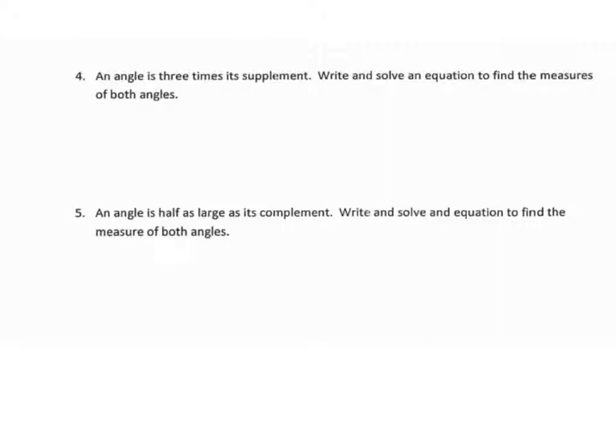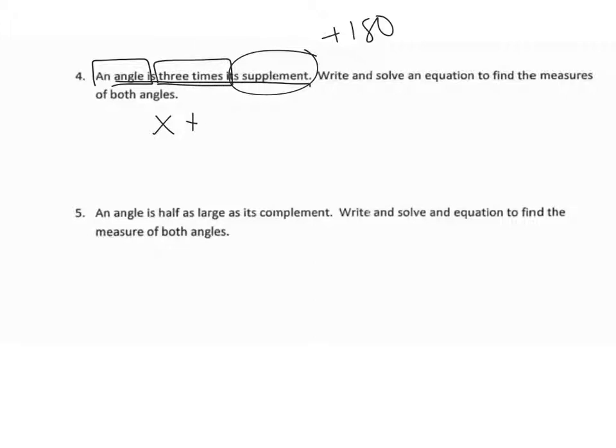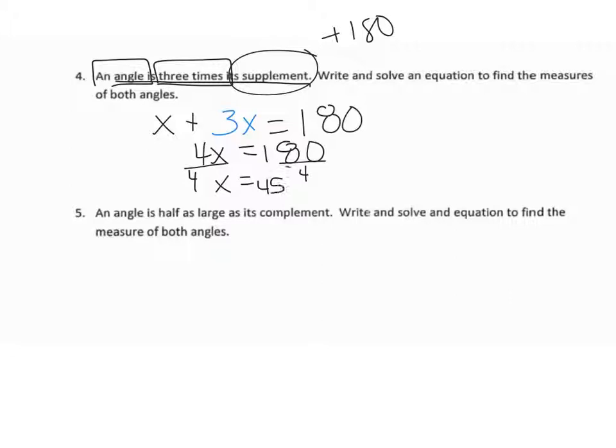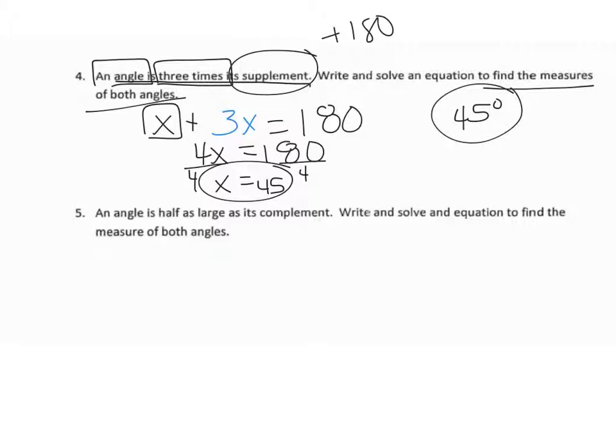Okay, another one, this is kind of like the previous page. An angle is 3 times its supplement. So supplement adds up to 180. So this means that we're going to have an angle, which is going to be x, is 3 times, so the next one's going to be 3 times x. Now we're going to solve for x, so it's going to be 4x equals 180. So x equals, divide 180 by 4, x equals 45. So it says, solve an equation to find the measures of both angles. So one angle is 45 degrees, and the other angle is 3 times 45.